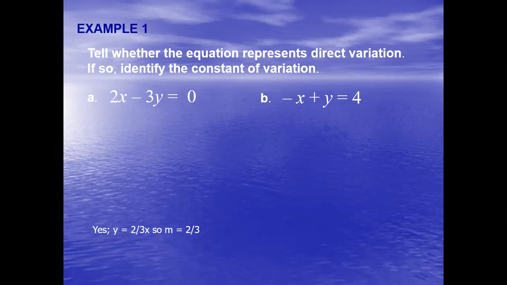The second problem, negative x plus y equals 4. Solve for y by adding x to both sides, then y equals x plus 4. Y equals x plus 4, it's not y equals mx, not written in the formula of y equals mx. That's why it doesn't represent a direct variation.